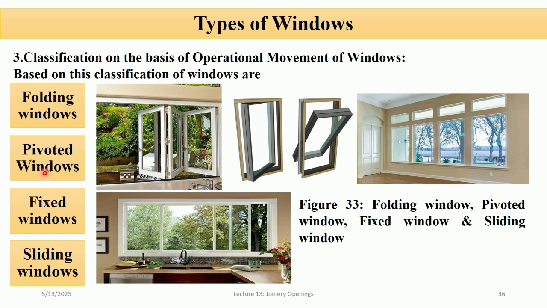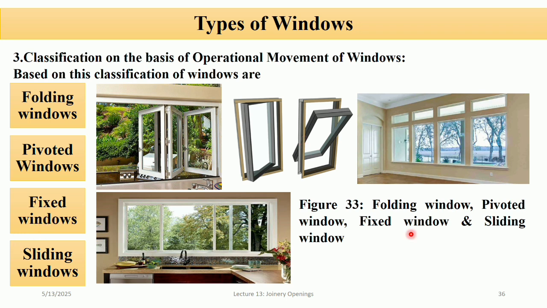Pivoted window. So you can see this is the pivoted window. Pivoted window are a window that rotate on a central pivot either horizontally or vertically. You can see this vertically pivoted and this horizontally. So the shutter rotate on pivot fixed at the center of the frame, and it is easy to operate and clean. And it is common in industrial buildings and modern architecture.